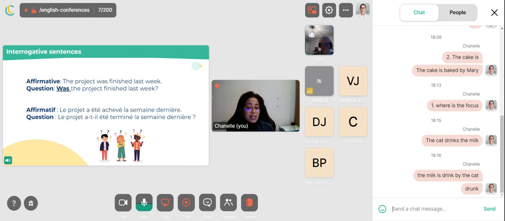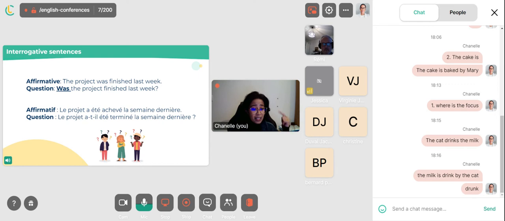The project was finished last week. So, comme je disais, we've got "was", c'est le passé simple. So on the other side, the passive voice, the verb to be must be passé simple aussi. It has to be the past simple. The project was finished last week.